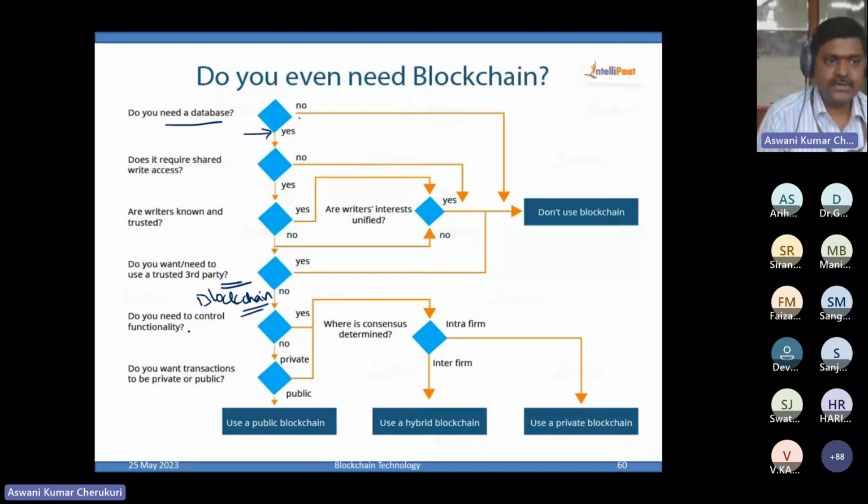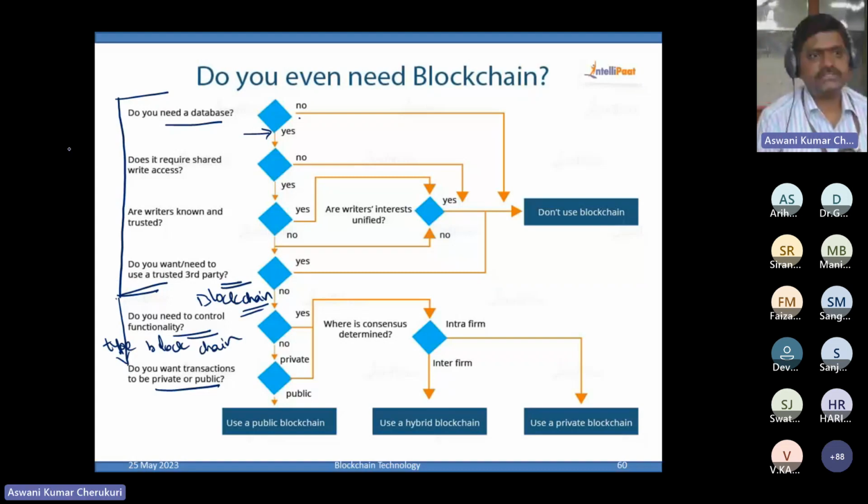So do you need to control the functionality? Yes. Then what type of consensus mechanism do you need? Similarly, whether your transactions are to be made public or private, accordingly you choose a public blockchain or a private blockchain. So the point is that you have to check whether you actually require a blockchain or not up to this point. Once you decide yes, you need a blockchain, the type of blockchain you need is decided here. Okay.